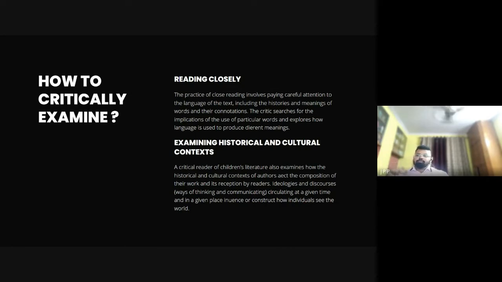The second point, of course, is examining the historical and cultural context. A critical reader of children's literature also examines how the historical and cultural context of the author affects the composition of their work and its reception by readers, and the ideologies and discourses circulating at a given time and in a given place, which influence or construct how individuals see the world.